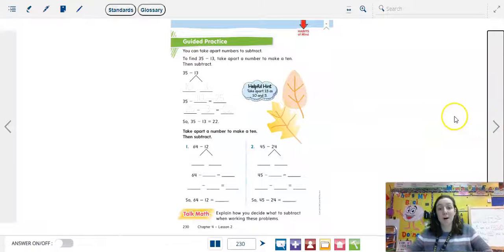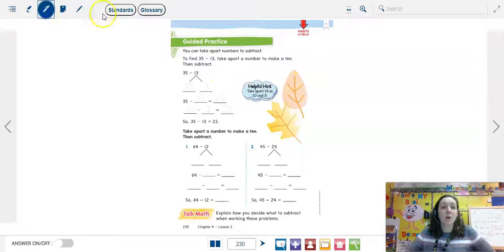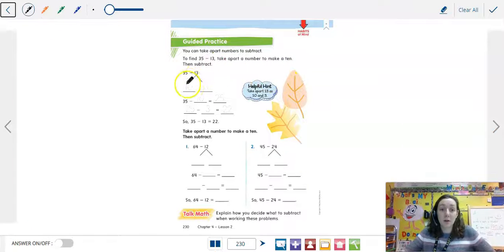You can take apart numbers to subtract. So find 35 minus 13, take apart a number to make a 10, then subtract. With 35, take away 13. The first thing we're going to do is split 13 into its tens and ones. A lot of you were trying to do this with adding, which didn't quite work because you were trying to make a 10. But if you're breaking down in tens and ones, it is a lot easier to subtract. So then you take away the tens first. 35 minus 10 in this case is going to be 25 because it's just 10 less.